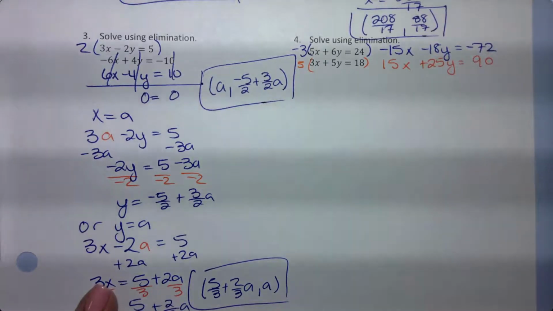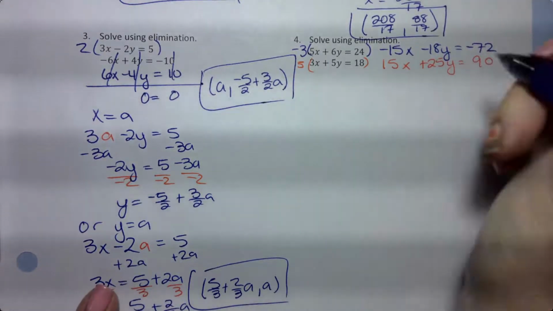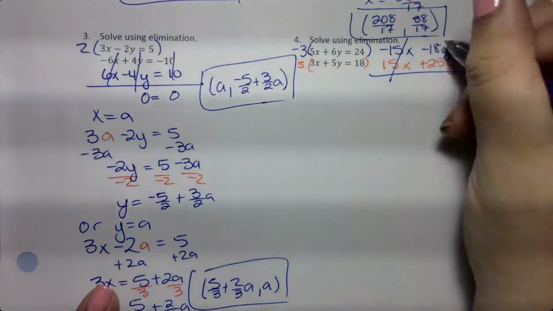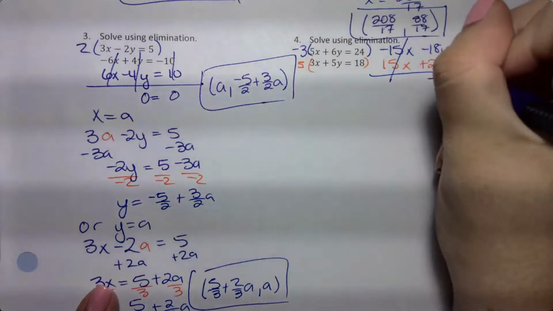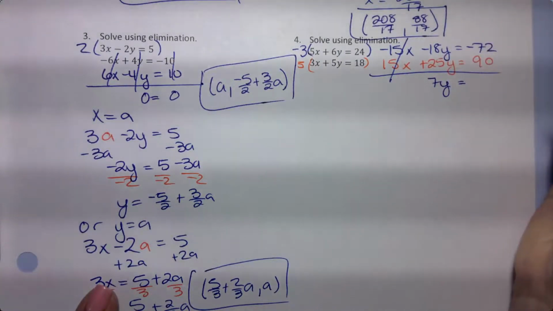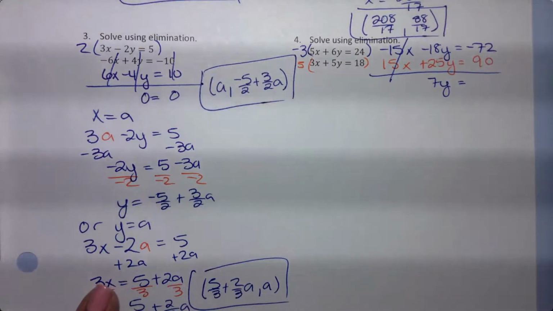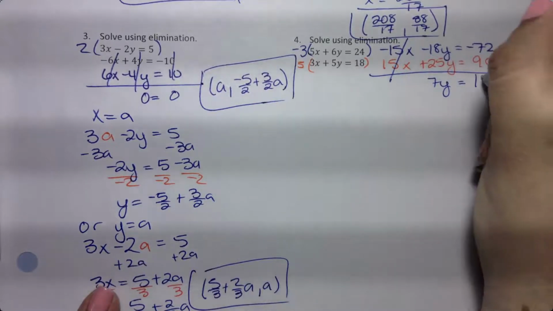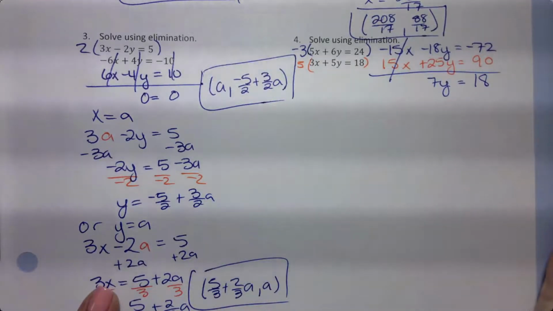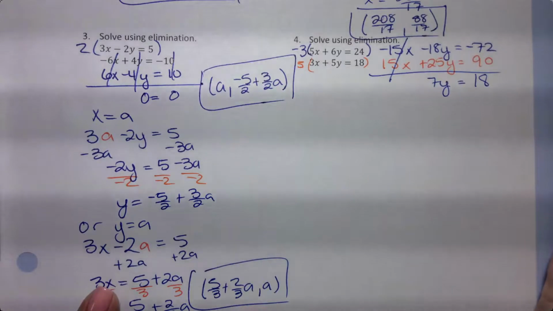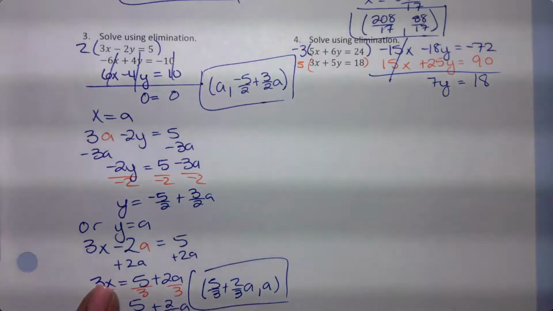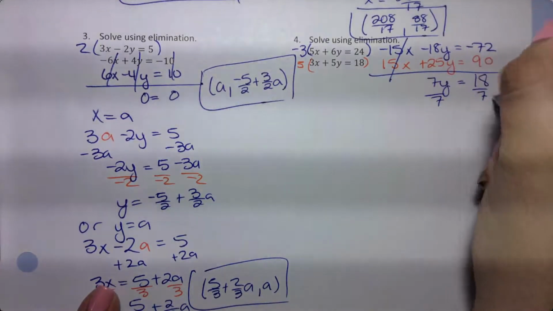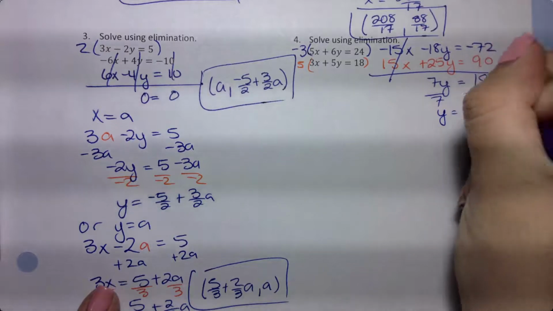So then I want to go ahead and add these two equations together because I'm using the elimination method. My x's cancel out. Negative 18y plus 25y gives me 7y. Negative 72 plus 90 gives me, let me double check this one, 18. Then I want to go ahead and divide both sides by 7. This gets me y equals 18 over 7.